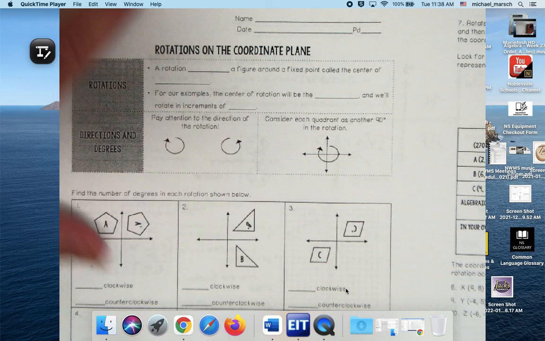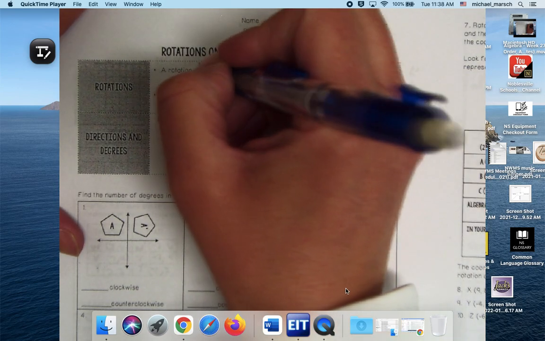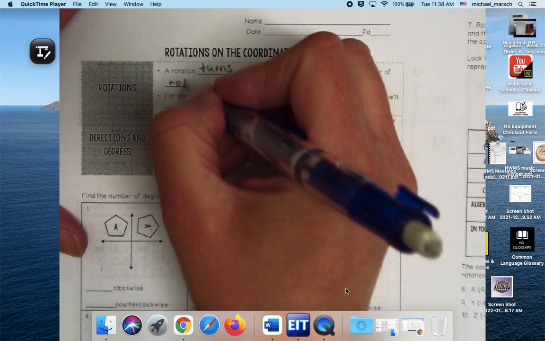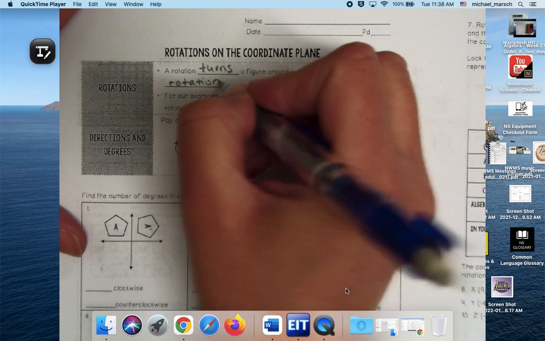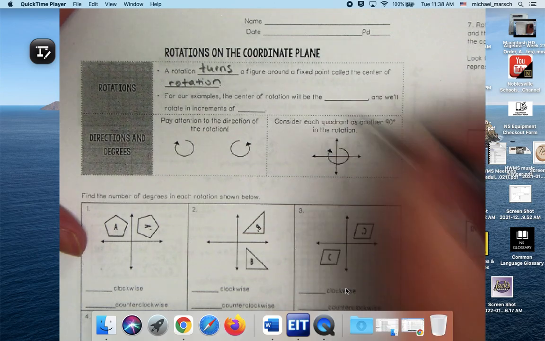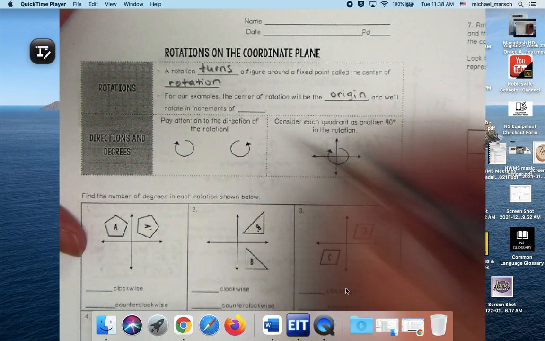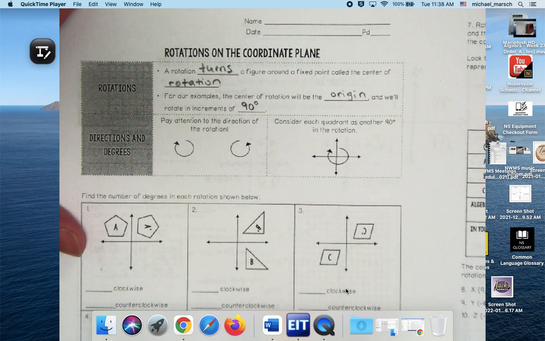Okay? So a rotation turns a figure around a fixed point called the center of rotation. For our examples, the center of rotation will be the origin, and we'll rotate in increments of 90 degrees.